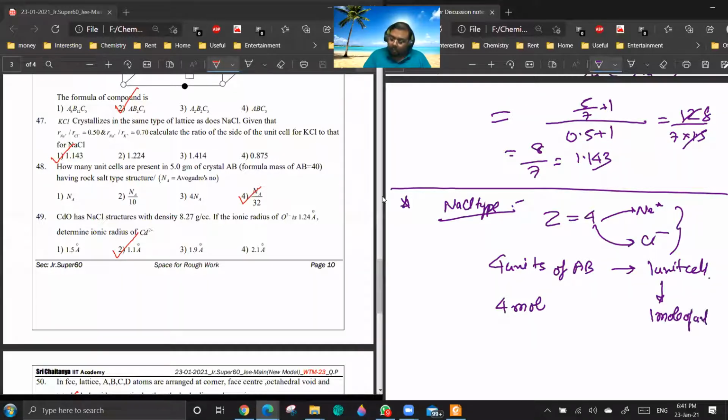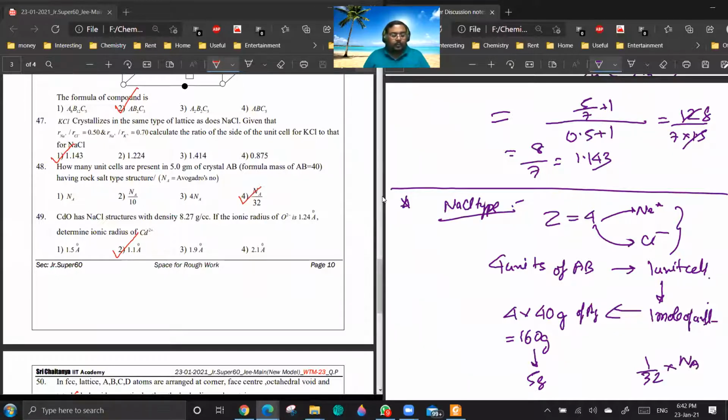You'll have 4 into 40 grams of AB, because 1 mole of AB is 40. So 1 mole of unit cells will contain 4 moles of formula units of AB. It's 160. So now 160 grams is in 1 mole of unit cells. So in 5 grams you'll have 1/32 moles. Is it clear? Yes, sir.